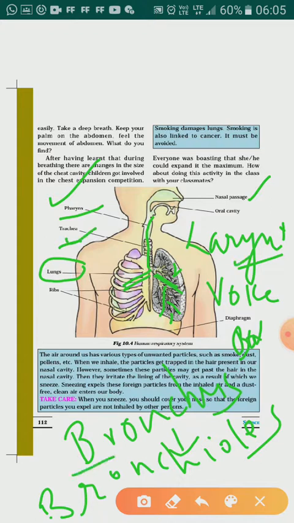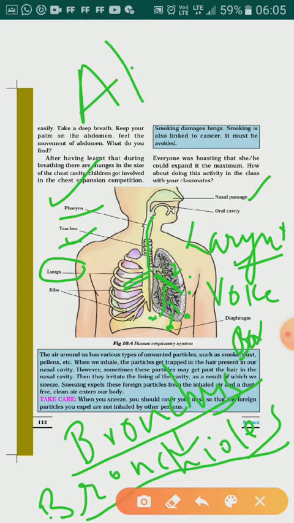Again I am repeating: nasal passage to pharynx, then larynx, then trachea. Trachea divides into bronchus, bronchus divides into bronchioles, and finally at the end of bronchioles there is a bunch of grape-like structure called alveoli. Alveoli is plural, alveolus is singular. So this is how the air reaches till alveoli.